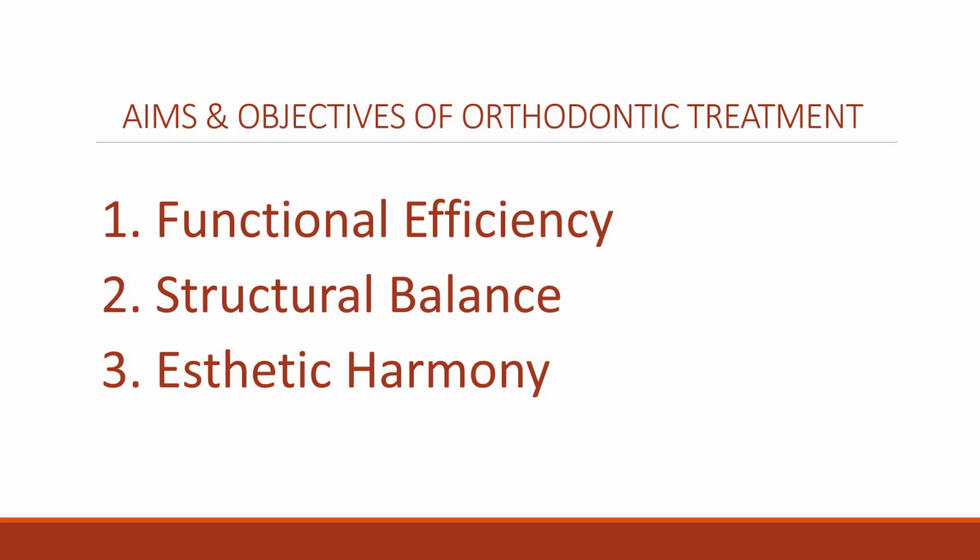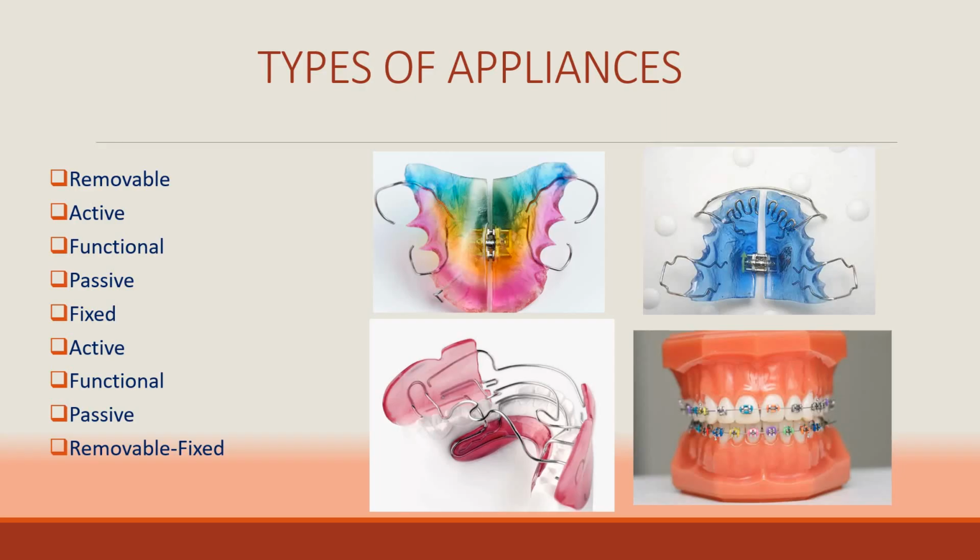Nowadays we have a big range of orthodontic appliances, and they are classified as removable appliances, which can be taken out of the mouth by the patient, functional appliances, which can be either removable or fixed, and fixed appliances, which are attached directly to the teeth. Also, orthodontic appliances, according to their activity, can be active, functional, passive, or just passive, or just active.